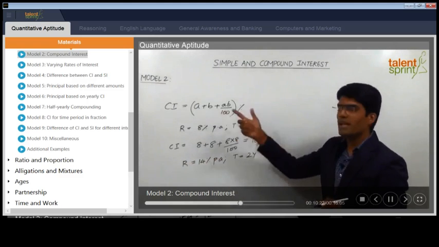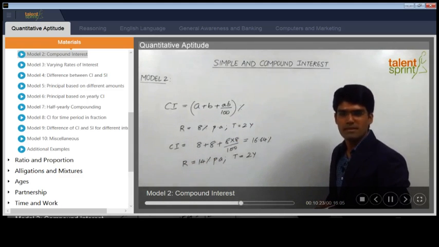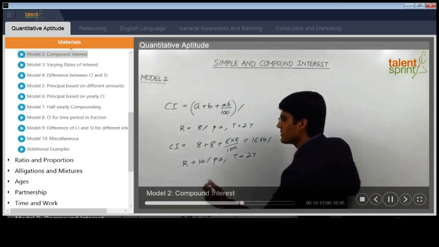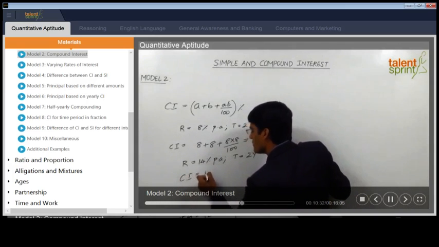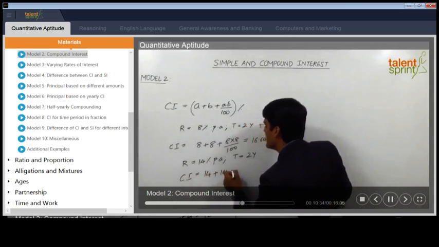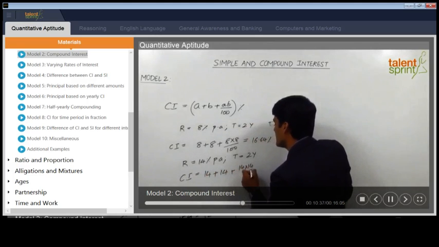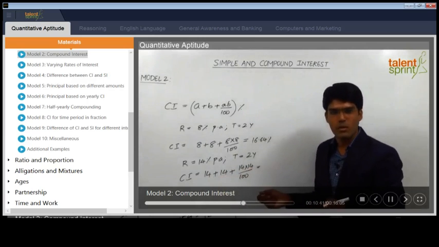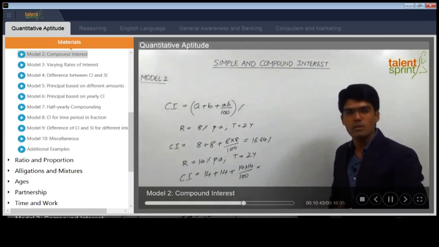So again, with the help of the formula A plus B plus AB by 100%, that is nothing but the net or effective percentage, we can find out what will be the CI for 2 years. So CI for 2 years in this case would be 14 plus 14, that is 28, plus 14 into 14 by 100. And if we are good in calculation, even this step is not required. We can orally find out what will be the total percentage.